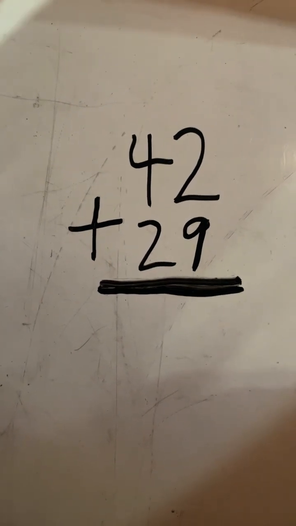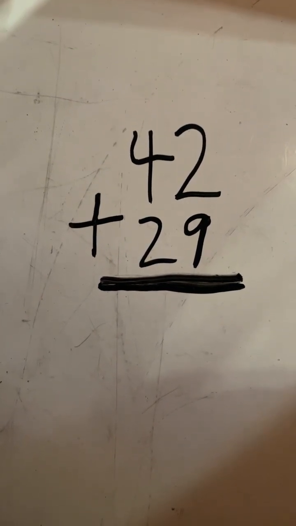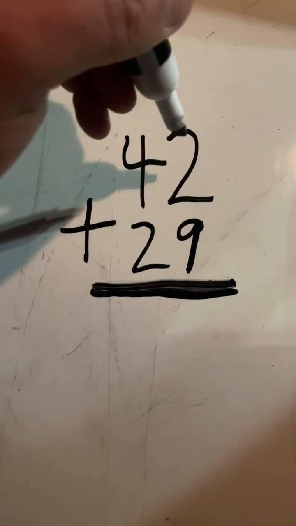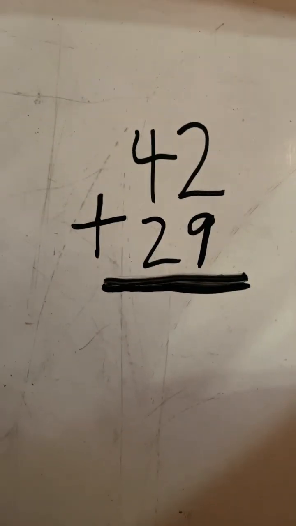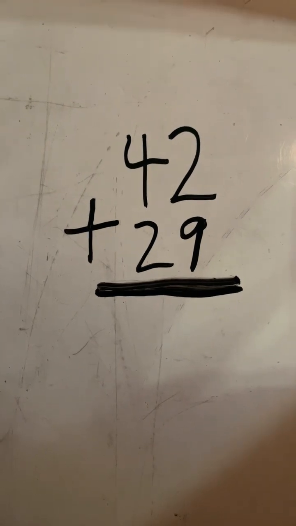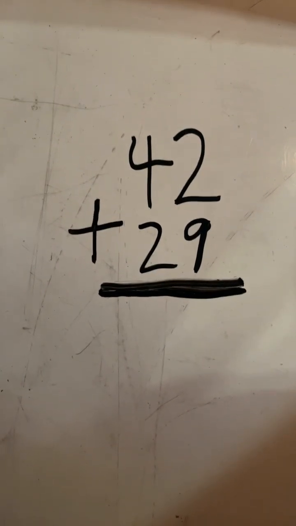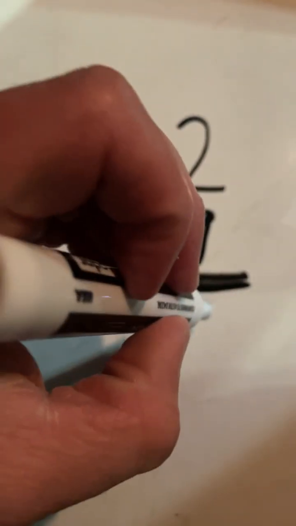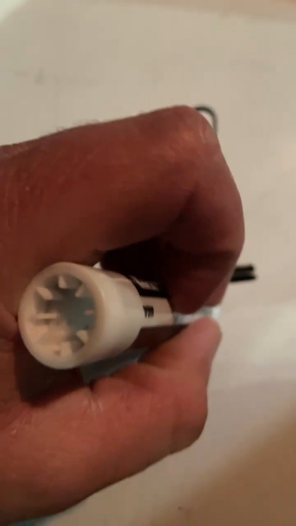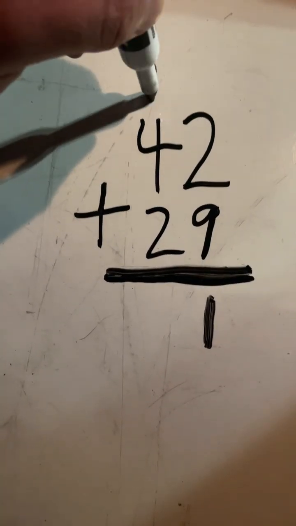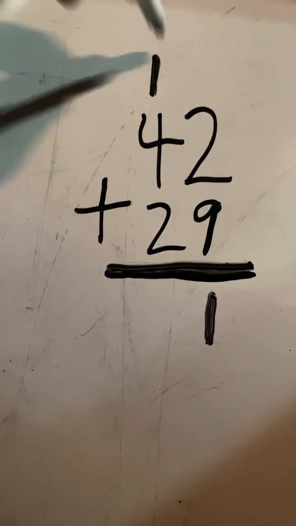So when we add numbers, we always start out with the digits all the way to the right. We always start out in the ones place. I'm going to add 2 plus 9. 2 plus 9 equals 11. If our sum is 10 or more, we have to regroup. So the 1 in 11 is going to go in the ones place. The other 1 in the number 11 is going to get carried over to the tens place.